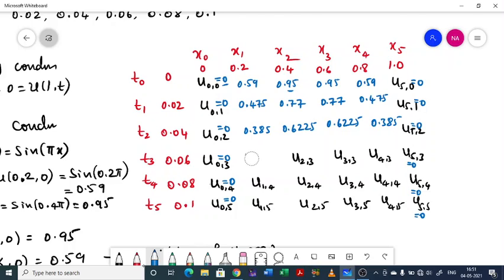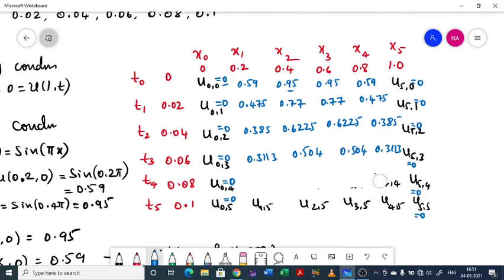Fourth row. So fourth row, the first entry will be 0 plus 0.6225 by 2. So it will be 0.3113. 0.385 plus 0.6225, 0.504. Again 0.504. Oh yes, it is again 0.3113. That completes fourth row.